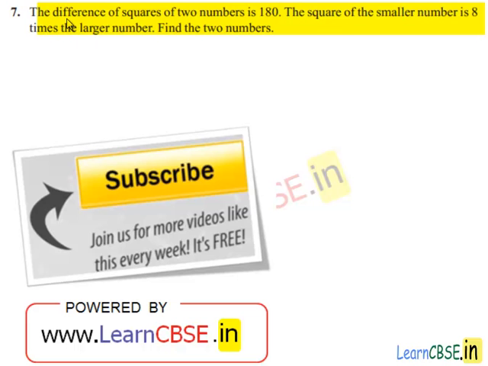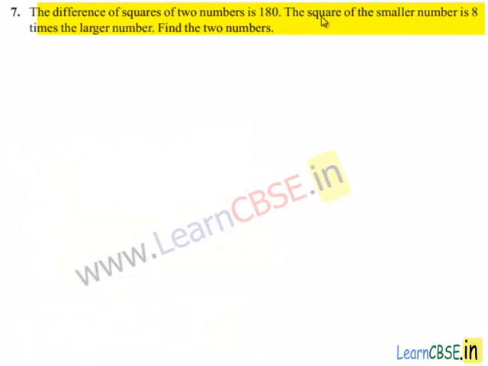Moving on to the seventh problem. The difference of squares of two numbers is 180. The square of the smaller number is 8 times the larger number. Find the two numbers. Let us assume the larger number is equal to x.